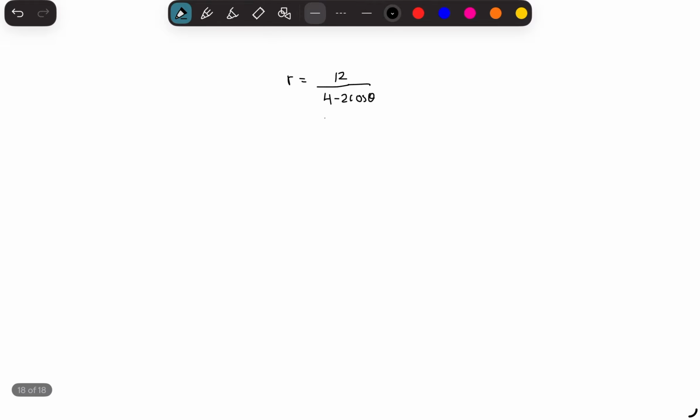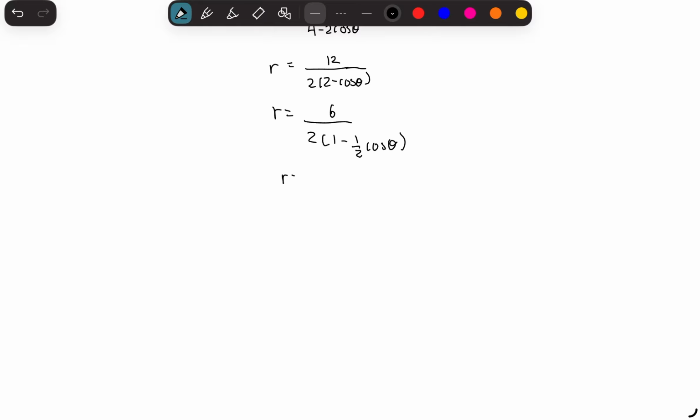So what you can do is factor out a 2 from the denominator, and that's going to be 2 times (2 minus cosine of theta) is equal to r, and r is equal to 6 over 2 times (1 minus 1/2 cosine of theta). So r is equal to 3 over 1 minus 1/2 cosine of theta if you simplify.